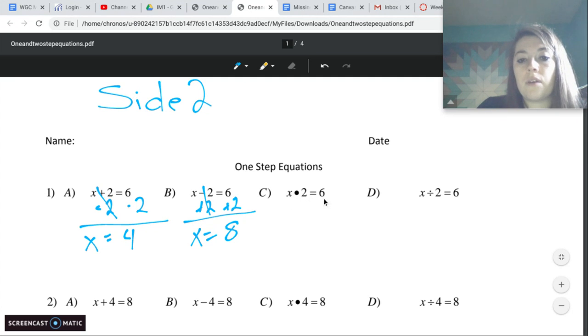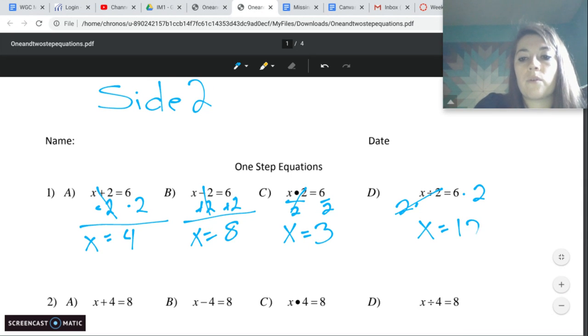Next, we have multiplication. So x times 2 equals 6. How do we undo multiplication? Division. So 6 divided by 2 equals 3. And lastly, we have x divided by 2 equals 6. How do we undo division? With multiplication. So x equals 12. This is really going to give you practice with understanding these relationships and the opposites. Knowing that what we do to one side, we have to do to the other, and we do the opposite operation to solve, so undoing the problem.